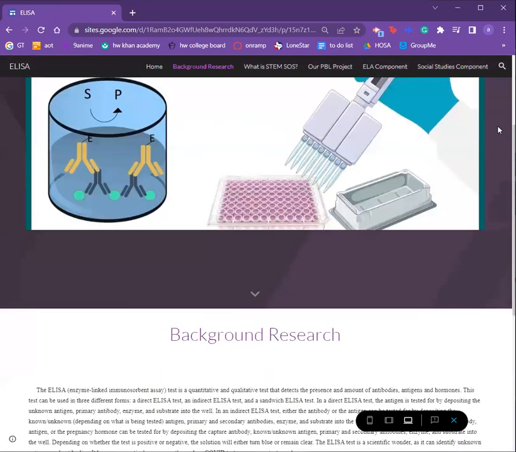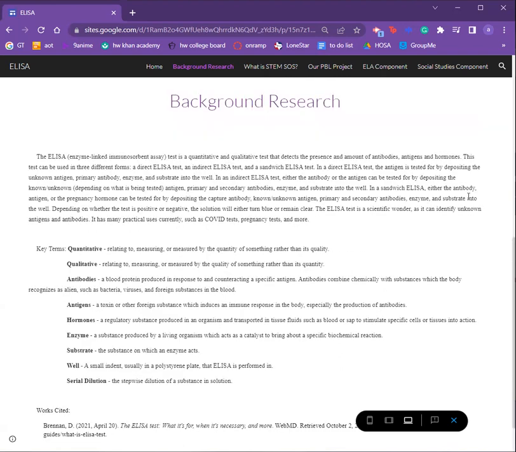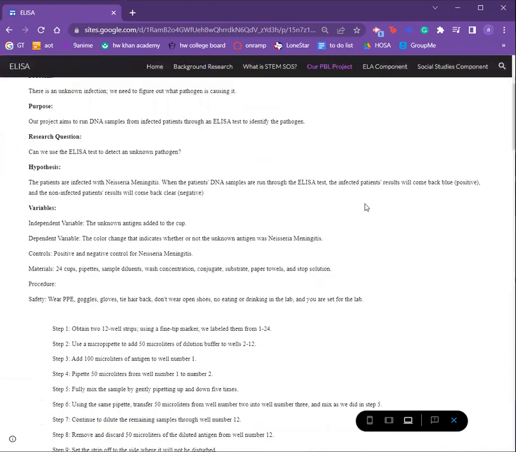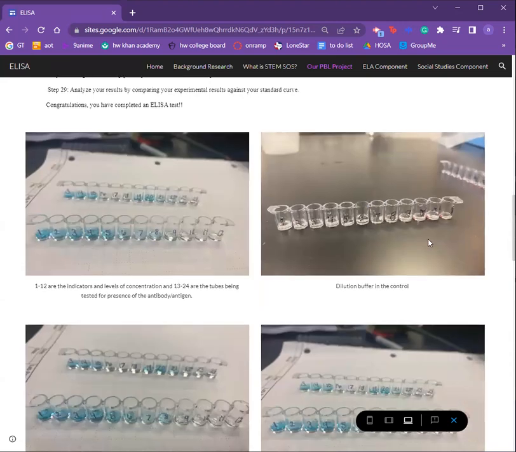This test can be used in three different forms: a direct ELISA test, an indirect ELISA test, and a sandwich ELISA test. In an indirect ELISA test, which is the one we use for our experiment, either the antibody or the antigen can be tested for by depositing the known or unknown antigen, primary and secondary antibodies, enzyme, and substrate into the well. Depending on whether the test is positive or negative, the solution will either turn blue or remain clear. The ELISA test is a scientific wonder, as it can identify unknown antigens and antibodies. It has many practical uses currently, such as COVID tests, pregnancy tests, and more.